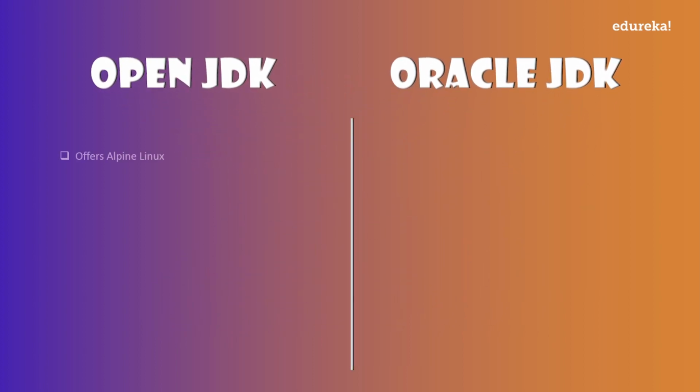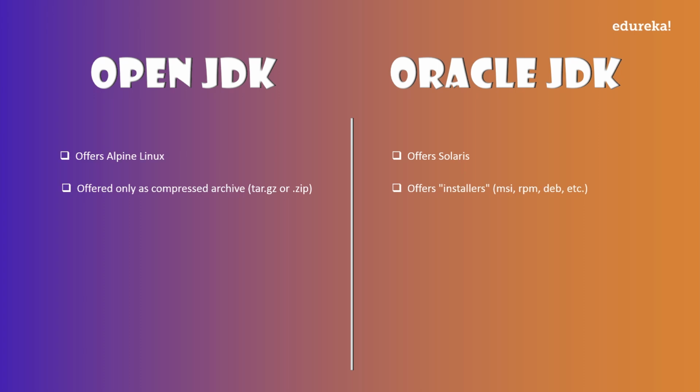Now OpenJDK offers Alpine Linux, whereas Oracle offers Solaris JDK. OpenJDK is offered only as a compressed archive like a .tar.gz or a .zip, whereas Oracle JDK offers installers such as MSI, RPM, DEB, etc., which not only place the JDK binaries in our system, but also contain updated rules in some cases and handle some common configurations like setting common environment variables and establishing file associations. OpenJDK offers only the JDK, whereas Oracle JDK offers both JDK and JRE.